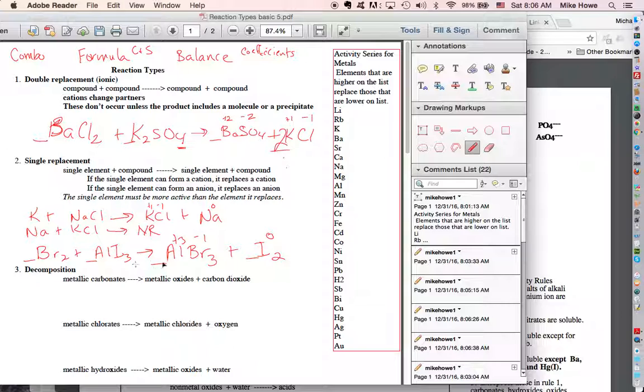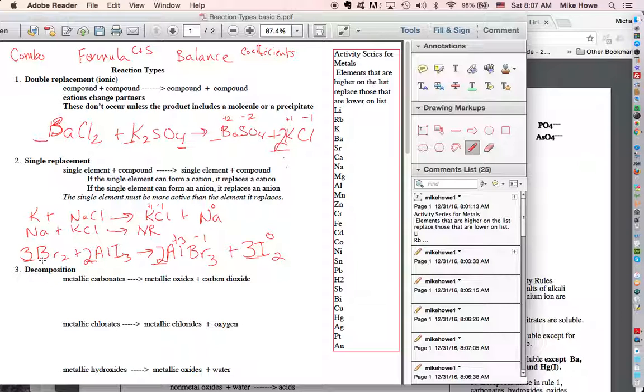So you look, you got 3 I's, you got 2 I's. So you have to find a common multiple of 2 and 3. So what is that? Oh, 6. So we put a 3 here. I'm going to put a 2 here. Then that creates a side effect of having 2 aluminum, so I have to put a 2 here, which has a side effect of making how many bromines? That'd be 6. So on this side, I'm going to need to put a 3 to make everything equal out.